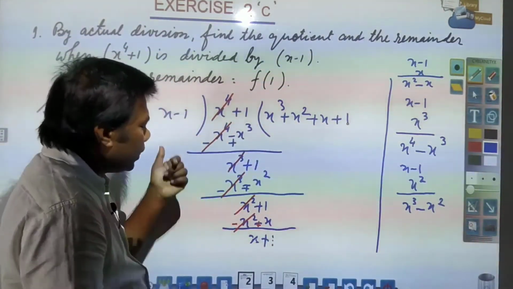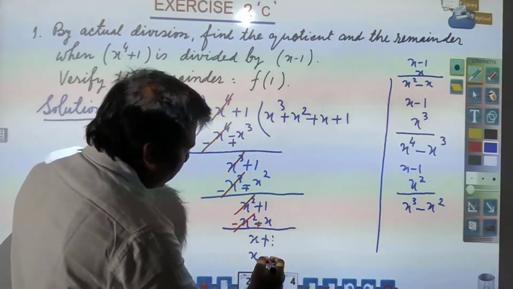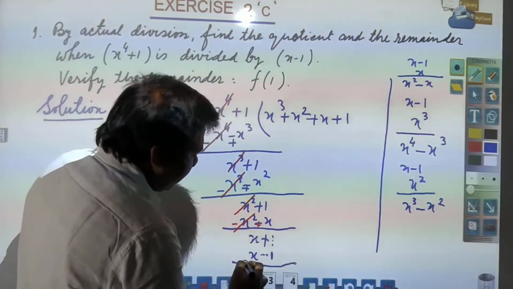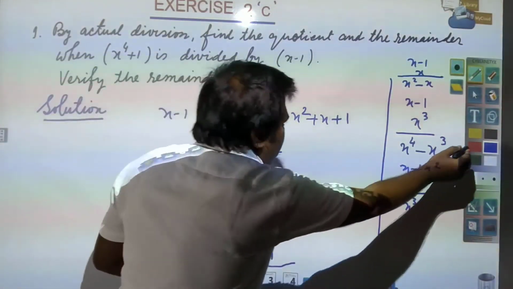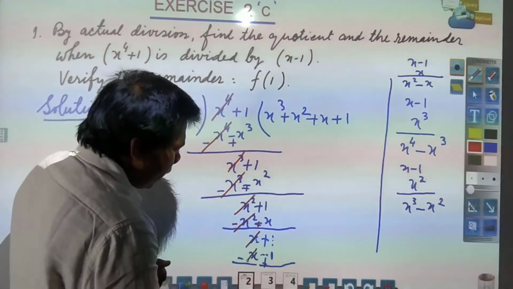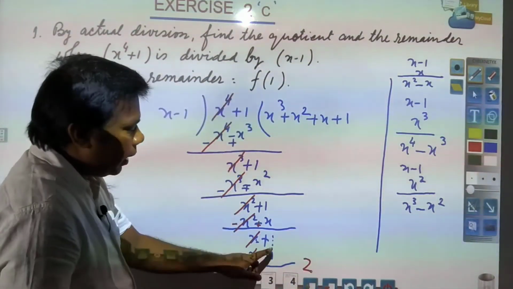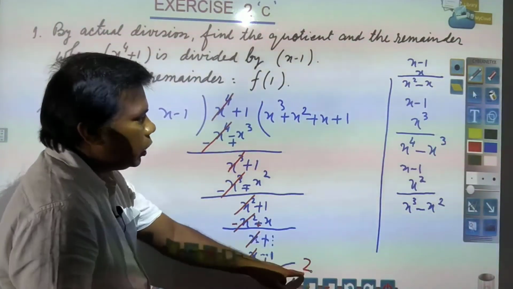1 into x is x, and 1 into minus 1 will be minus 1. So if you are subtracting, again the sign will be changed, and your x and x get cancelled and you are left with 1 plus 1, which is 2. So your remainder is 2.